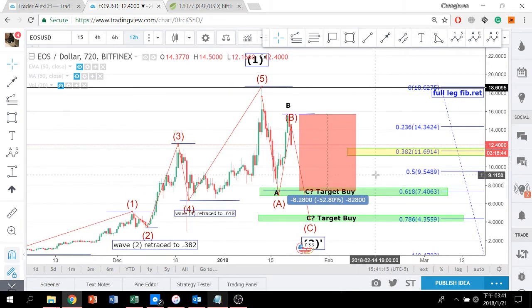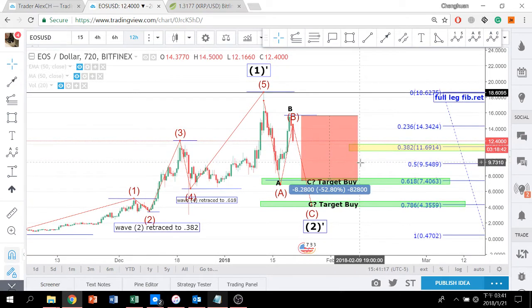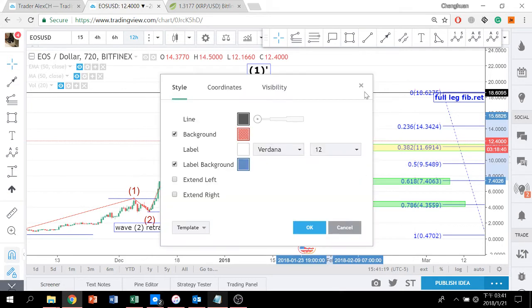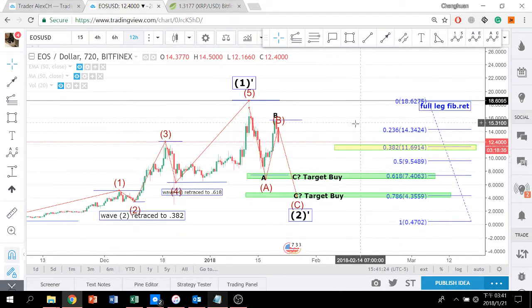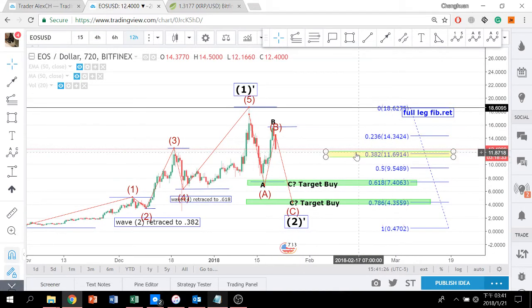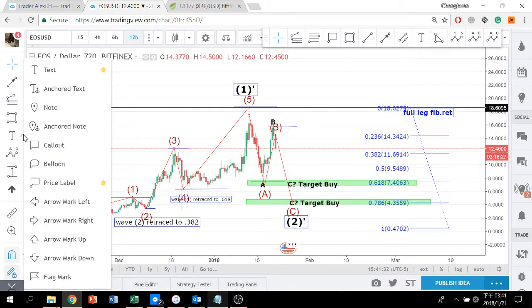So yeah, I hope you guys take this trade. It is rather safe, I would say, because the chart patterns are pretty persuasive, at least now that I look at it.